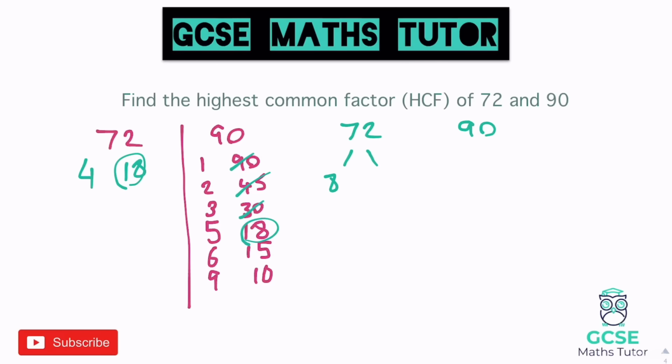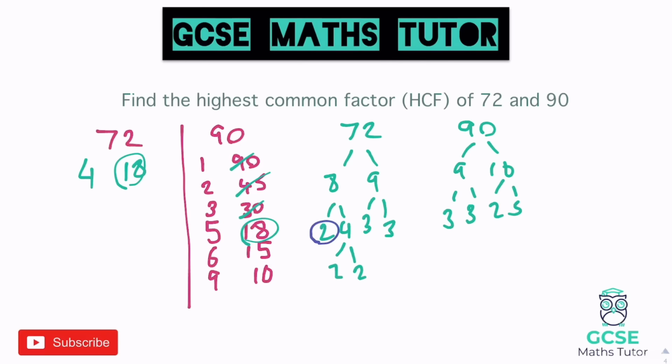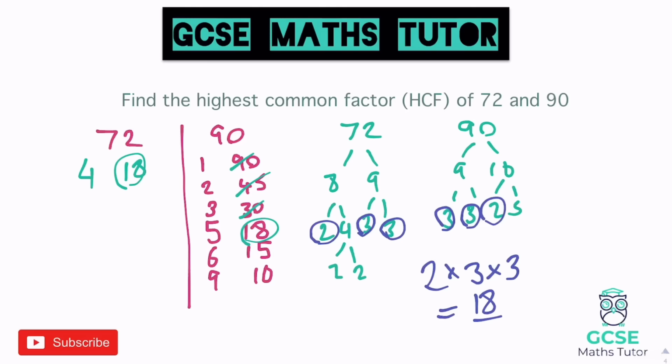Do their prime factors, so 72 is 8 and 9, 3 and 3, 2 and 4, 2 and 2. 90 is 9 and 10. And then we have 3, 3, 2 and 5. And we can have a look at what's in both. So they both have a 2. They both have a 3, so times 3. They both have another 3, and that's all that they share. 2 times 3 is 6, times 3 again is 18. So we can get our highest common factor using our prime factor method as well.